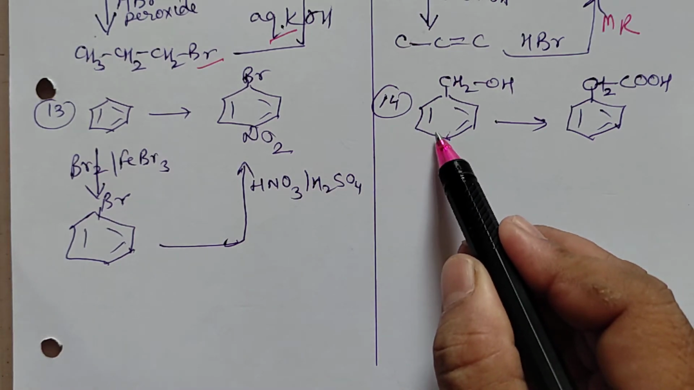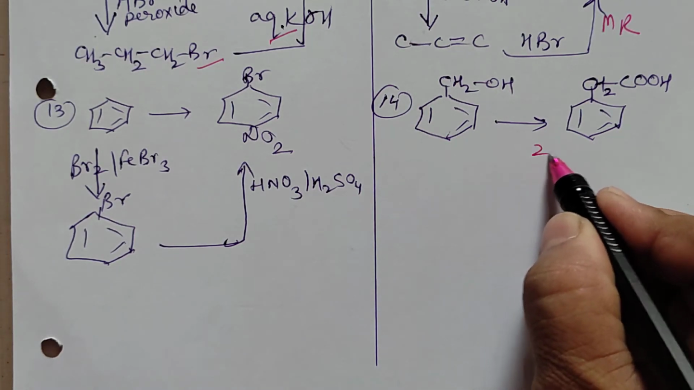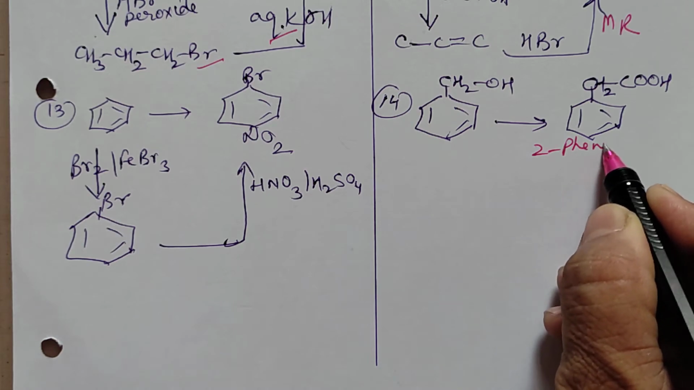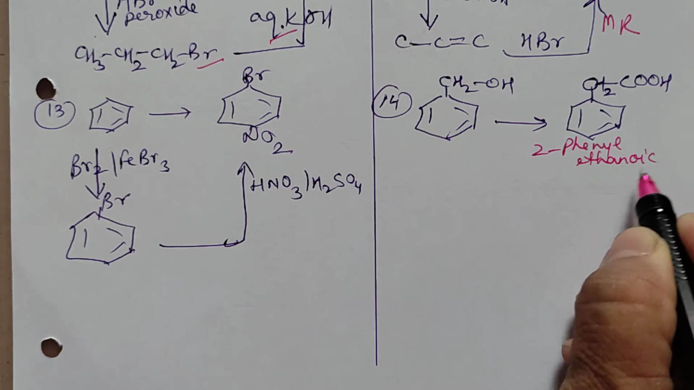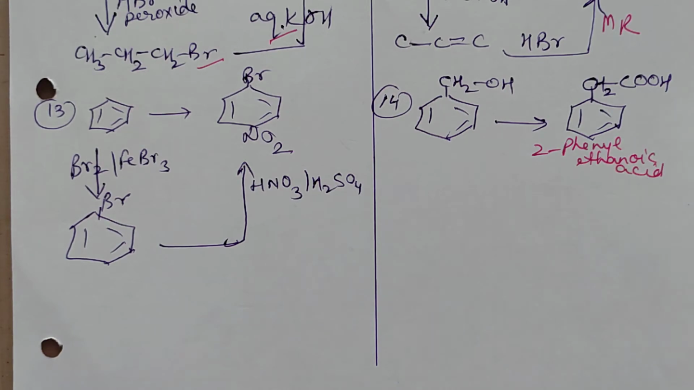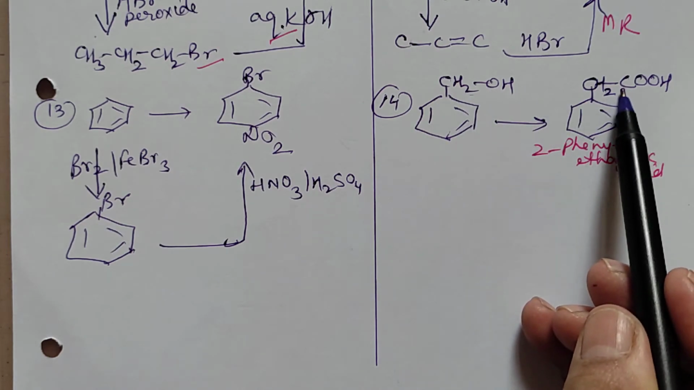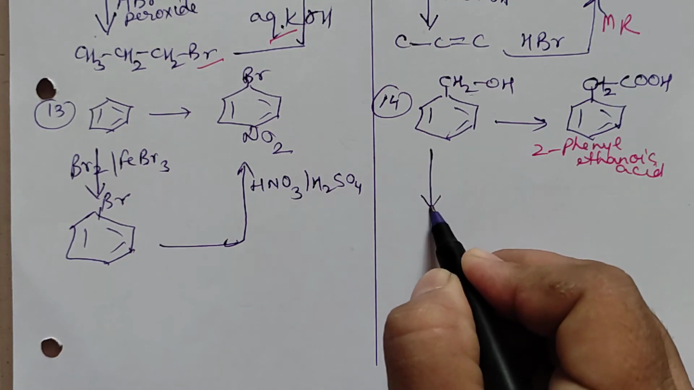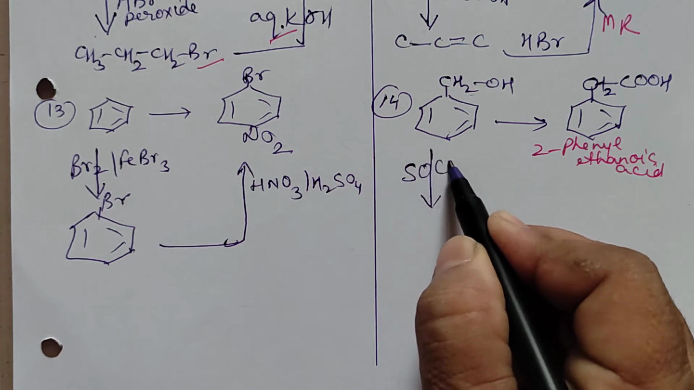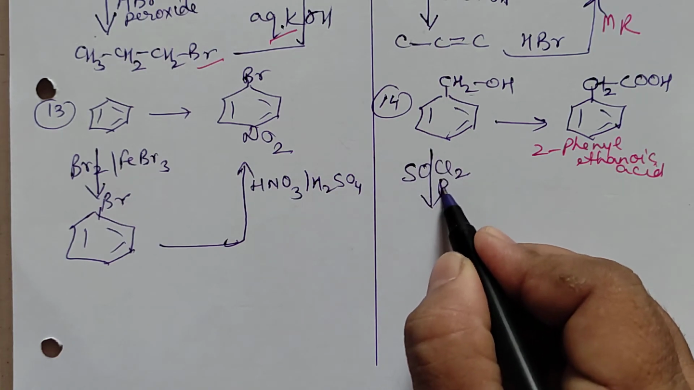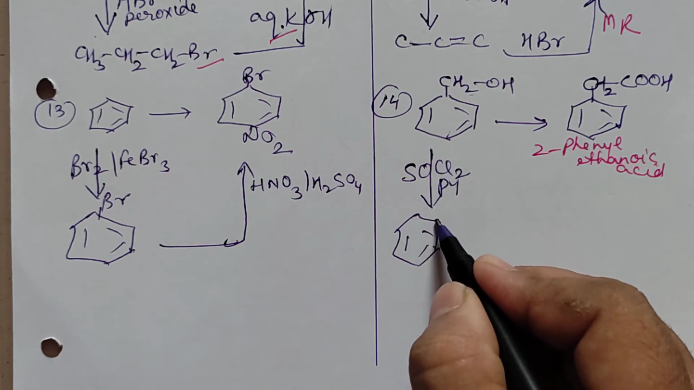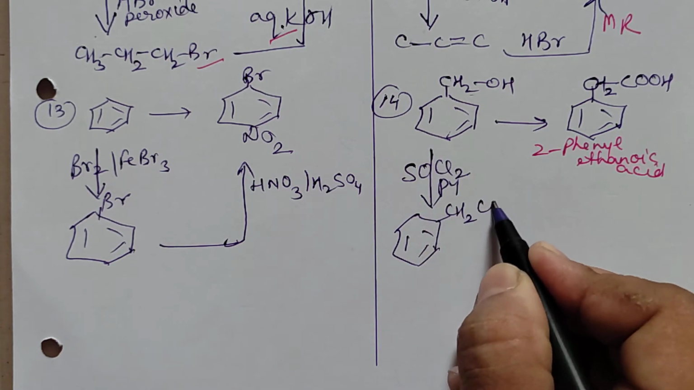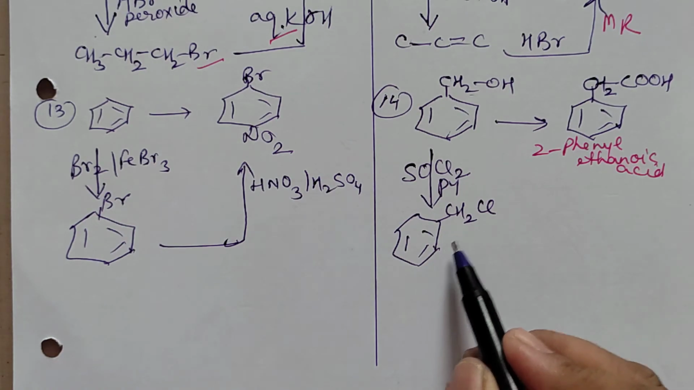The next one, very, very important. Benzyl alcohol, we are converting into 2-phenylethanoic acid. It's a very important conversion, children, from both points of view. So first, you see here we want to increase 1 carbon atom. So first what we will do is we will treat it with thionyl chloride in the presence of pyridine. So instead of that OH, what you will have is Cl. Cl is introduced.